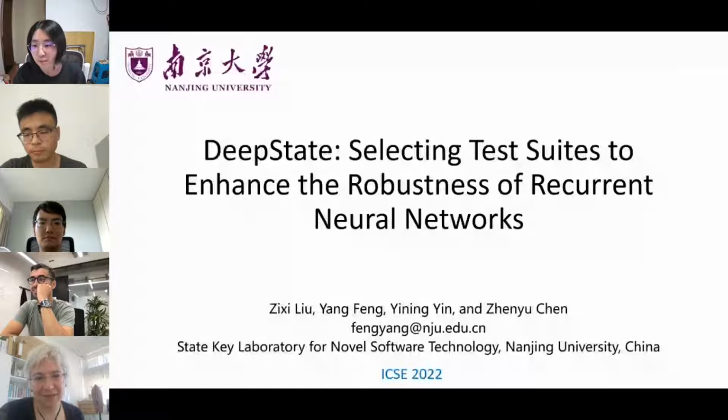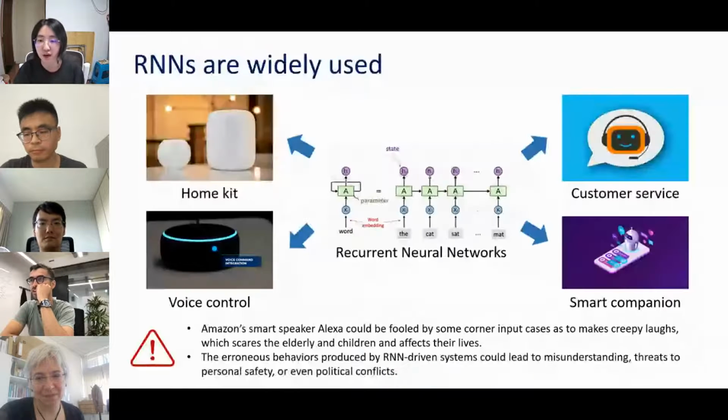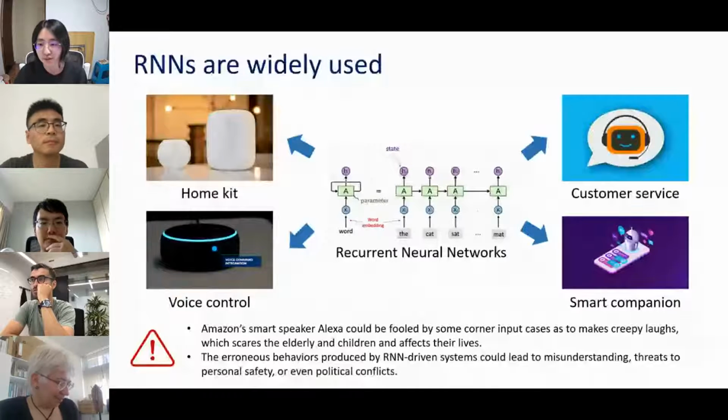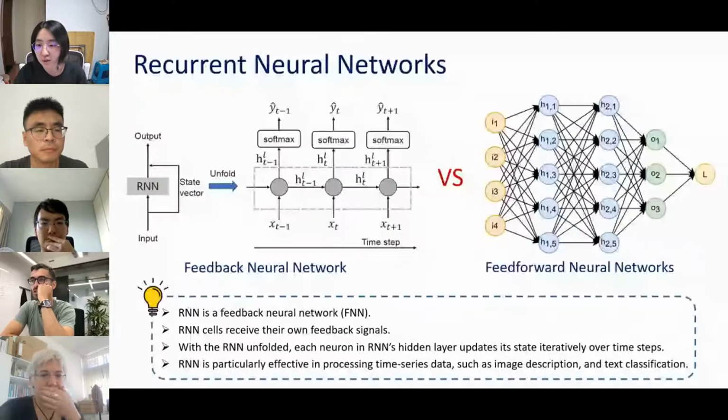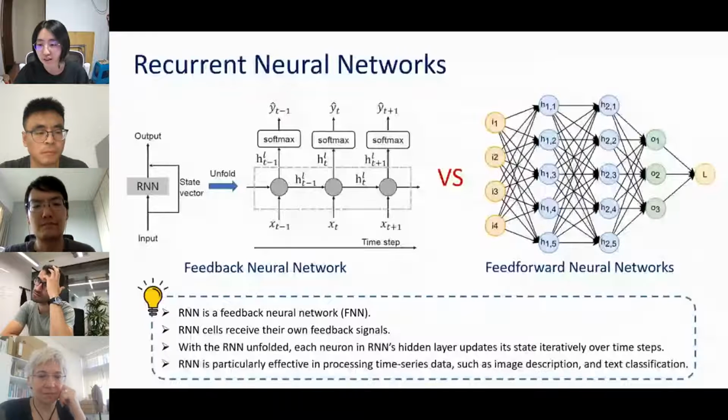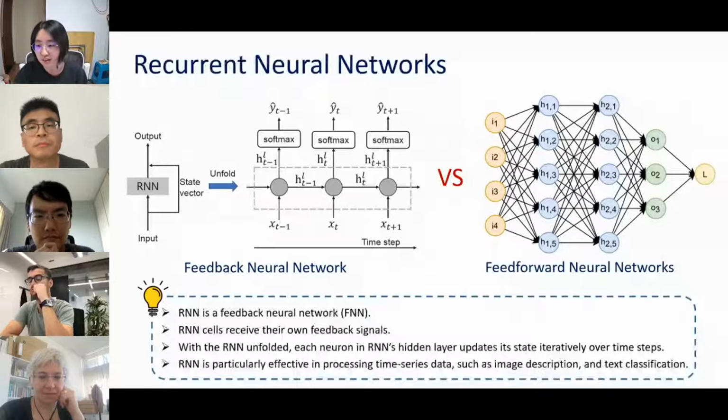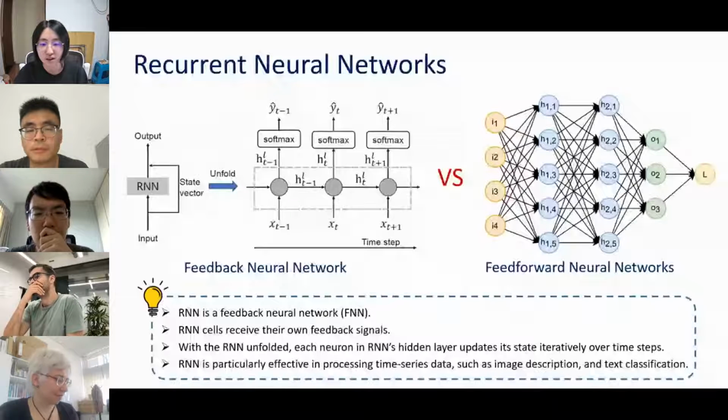In this paper, we proposed a test data selection tool for recurrent neural networks. As we all know, deep neural networks have been widely adopted in many fields, but there are still many errors in real-world application scenarios. In this work, we focus on the analysis of RNN, which is a special kind of DNN. With the RNN unfolded, each neuron in RNN's hidden layer updates its state and weight iteratively over time steps. Due to the differences in working nature and the network structures between RNN and FNN, many existing testing criteria for FNN are not applicable for RNN.